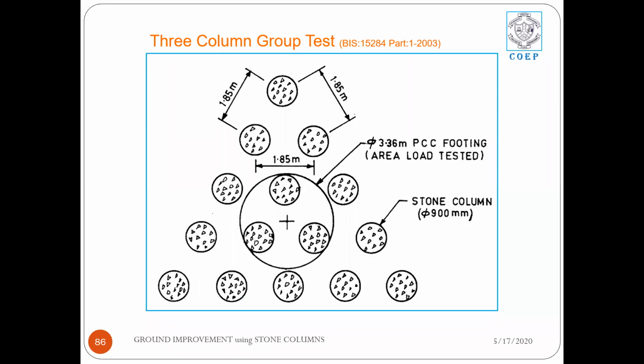Fifteen stone columns are there, and the three stone columns are there at the center in this equilateral triangle. So all the three stone columns at the center are loaded with a steel plate, and the strength is arrived at because of the plate load test.